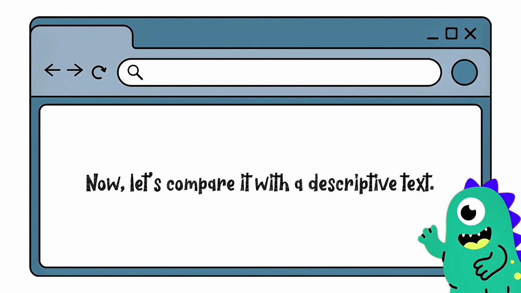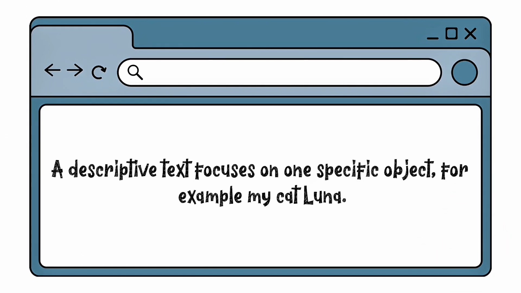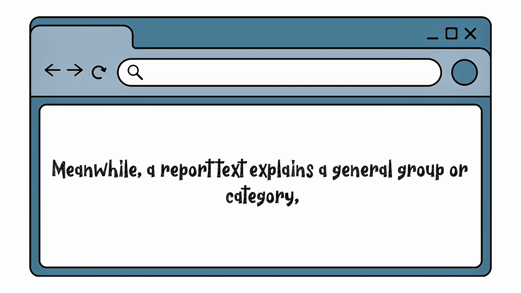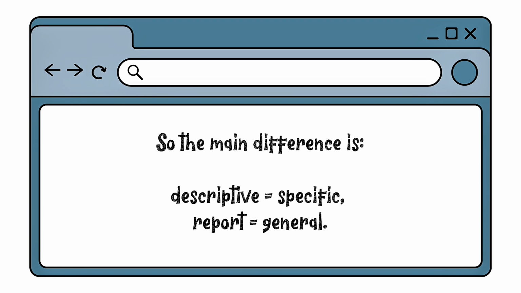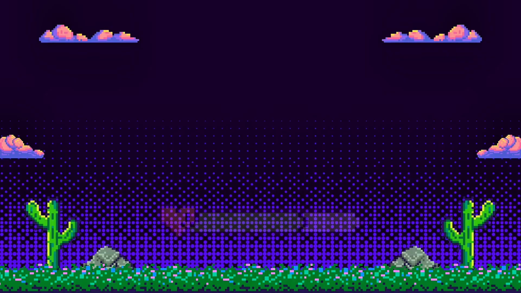Now, let's compare it with a descriptive text. A descriptive text focuses on one specific object, for example, my cat Luna. Meanwhile, a report text explains a general group or category. For example, cats in general. So the main difference is descriptive equals specific, report equals general.